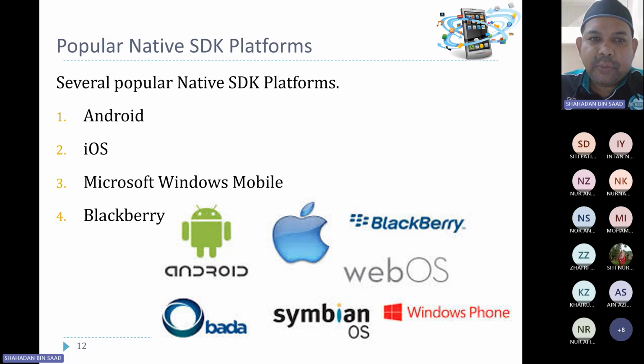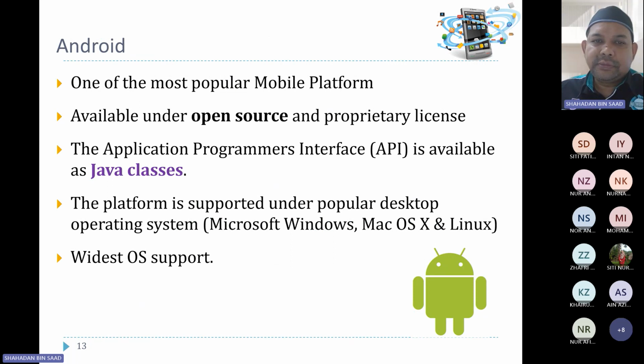Okay. Several popular native SDK platforms. They are Android, iOS, Microsoft Windows Mobile and BlackBerry. That was at that time. Okay, for Android. This is the title, popular native SDK platforms. Android is one of the most popular mobile platforms because it is open source. So, available under open source and proprietary license. The application programming interface, its API, is available as Java classes. So, the platform is supported under popular desktop operating systems: Microsoft Windows, Mac OS X and Linux, and wider OS support.